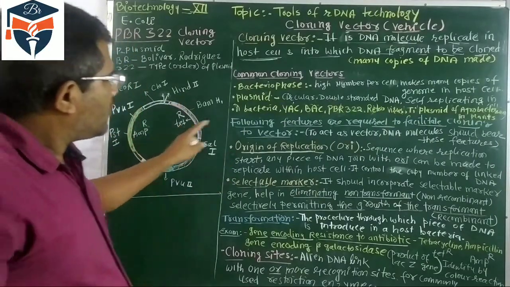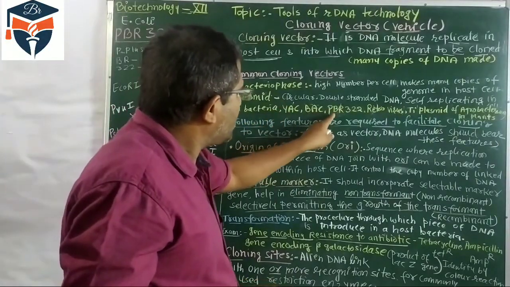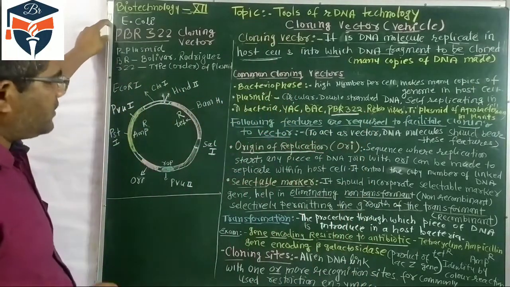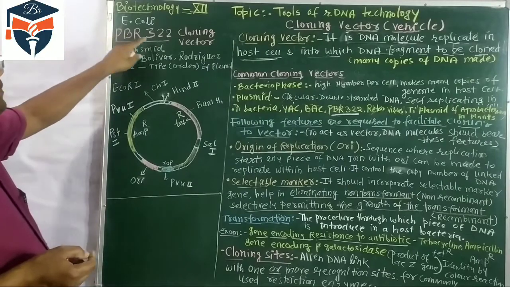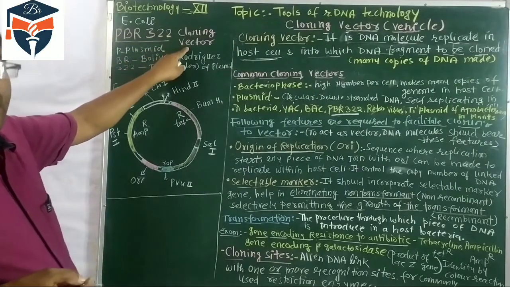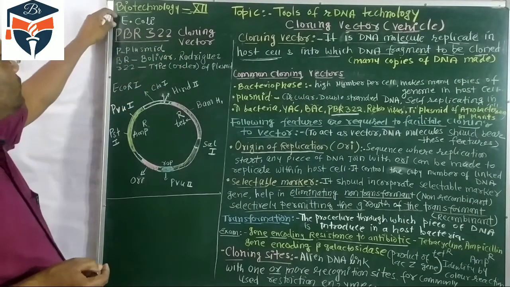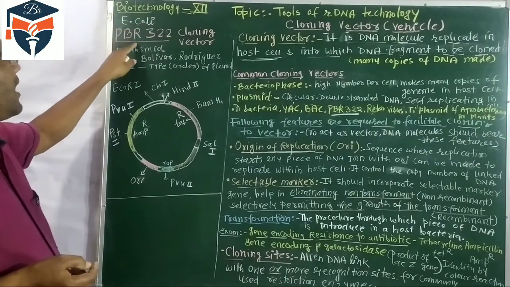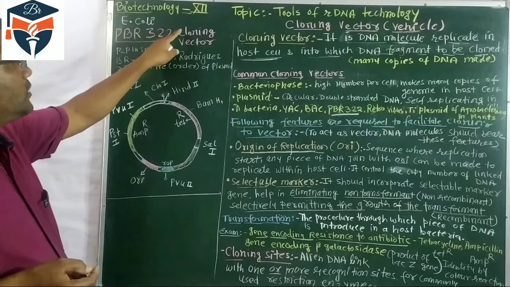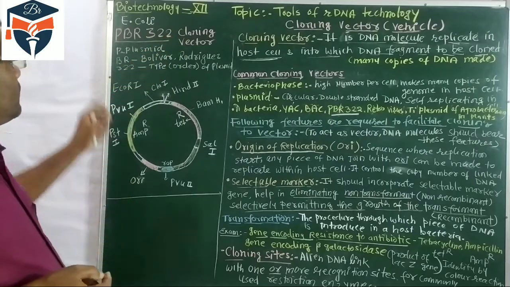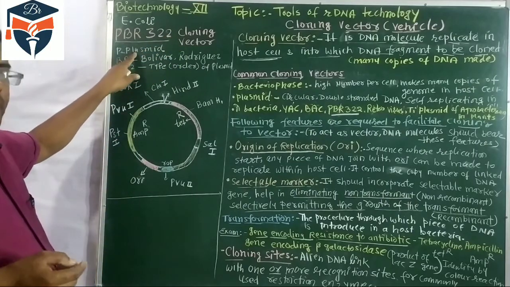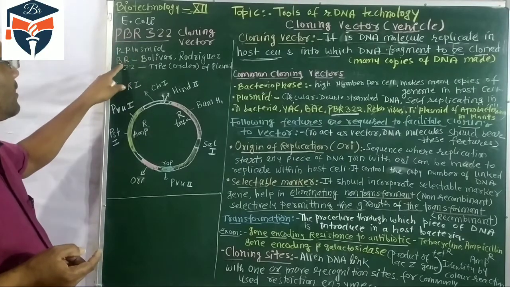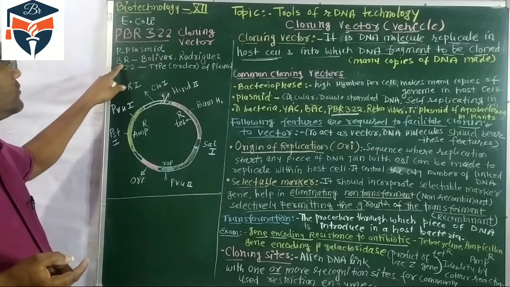What happens at the origin of replication? Here I have mentioned one cloning vector, and this cloning vector is pBR322. Look here, the first one. pBR322 is the cloning vector which is commonly used in E. coli. So, in E. coli, pBR322 is a cloning vector. P stands for plasmid.